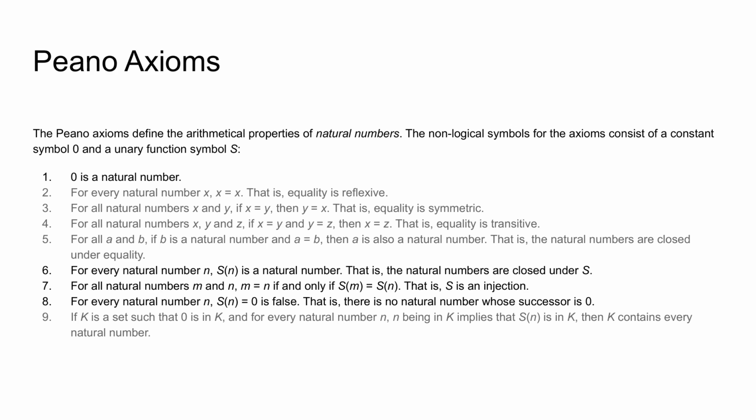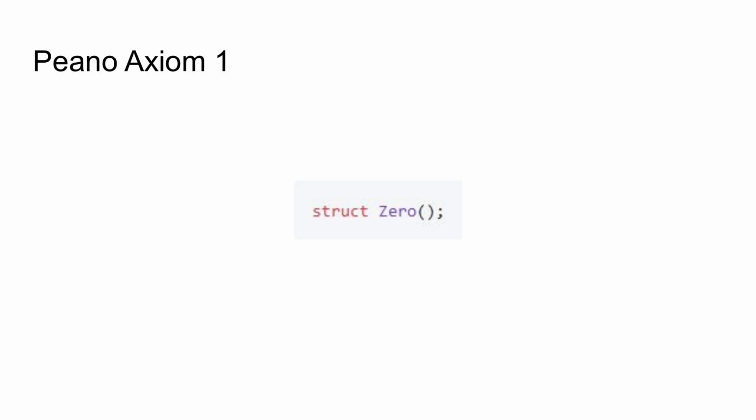6 says that every natural number has a successor. Number 7 simply says that the successor function is an injection, and 8 says that there are no negative numbers. So, let's implement axiom number 1 in the Rust typing system. We can define 0 very simply. It's just an empty struct. There, that's it. Simple. 0 exists.